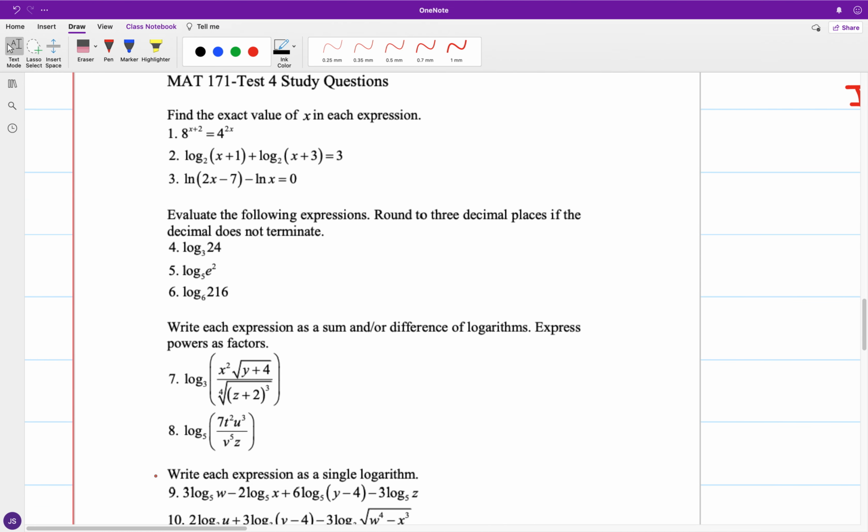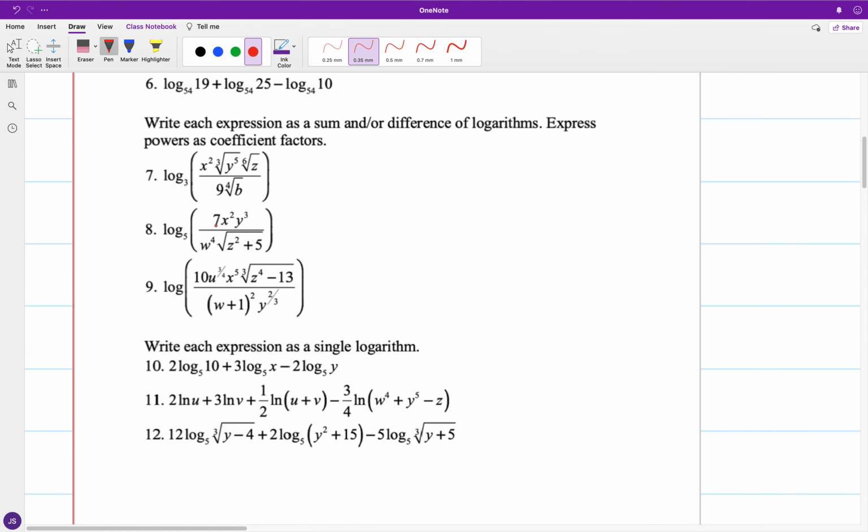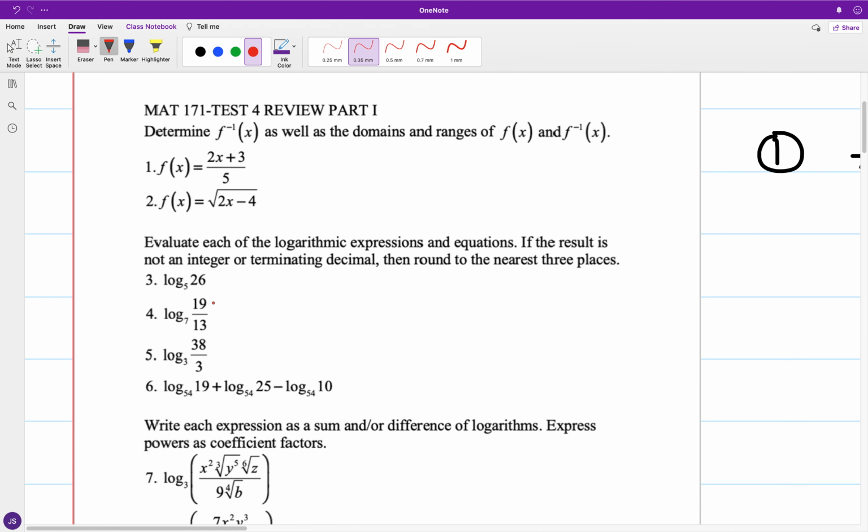Okay, and it says to evaluate each of the logarithmic expressions and equations. And for the third item, now we're looking at the base 5 logarithm of 26. And this is going to go back to the change of base formula throughout.